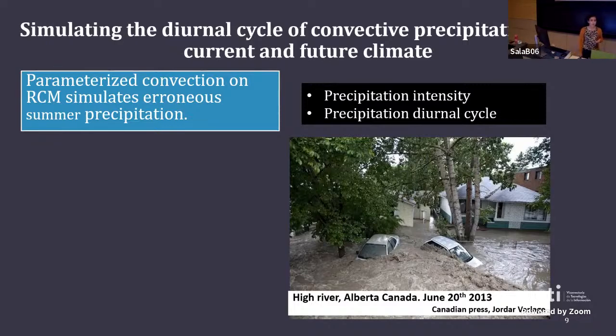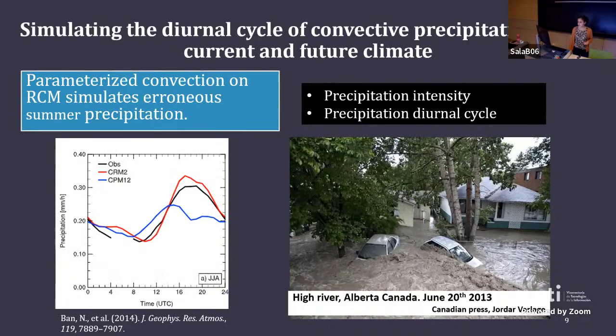In the Rocky Mountains in Canada and the US, on the lee side, you have these convective storms in summer that can be very intense, and they produce flash floods or floods themselves. So this is one example from the previous literature in 2014 that I'm showing you here to introduce this concept of diurnal cycle. What that means is that precipitation has a preferential time during the day to fall. Okay, so this is the afternoon peak.